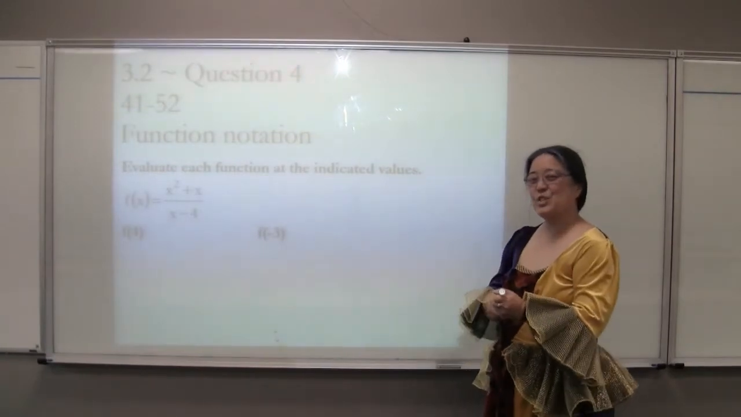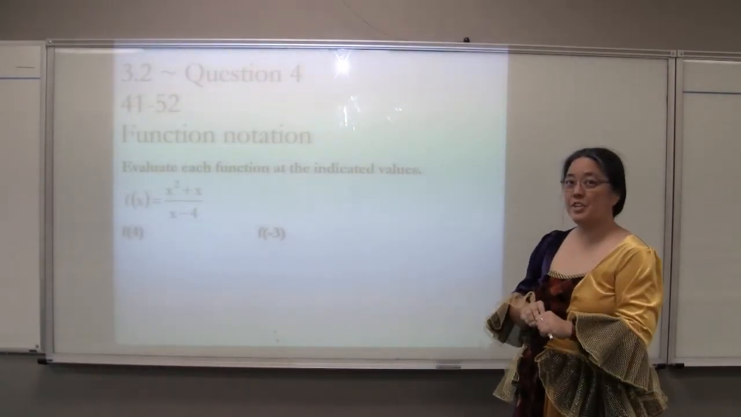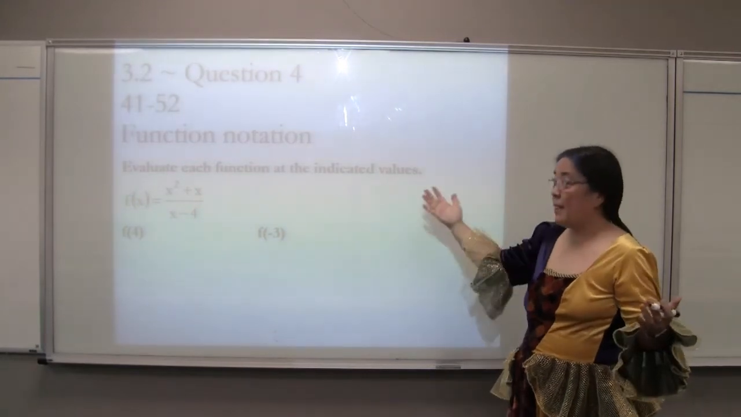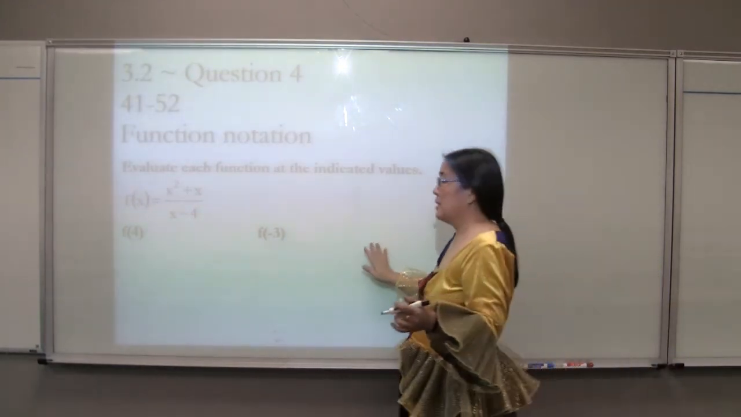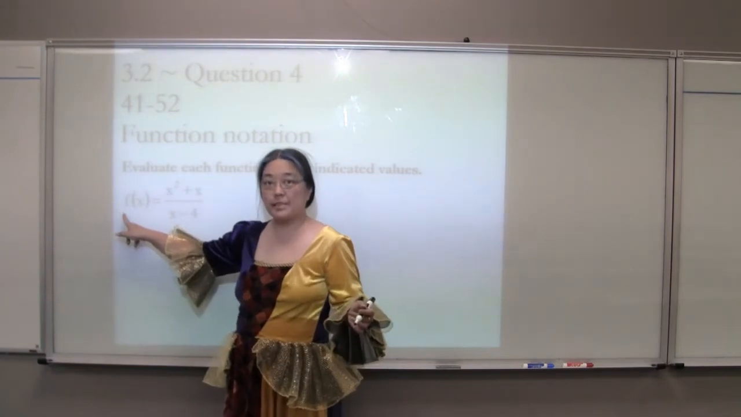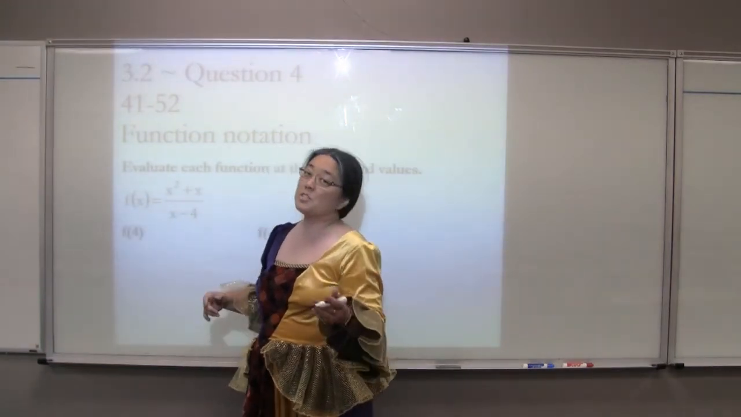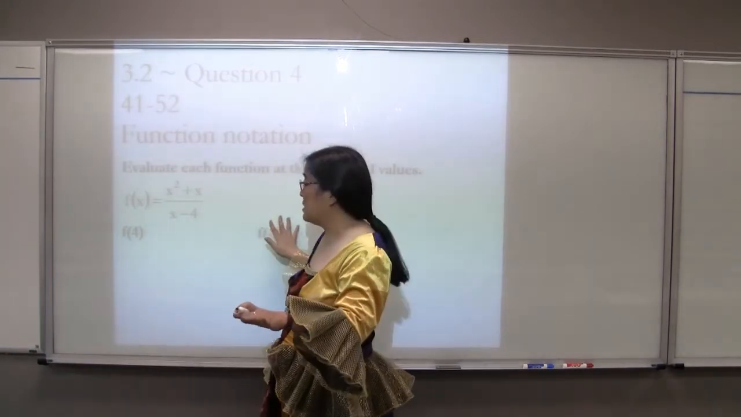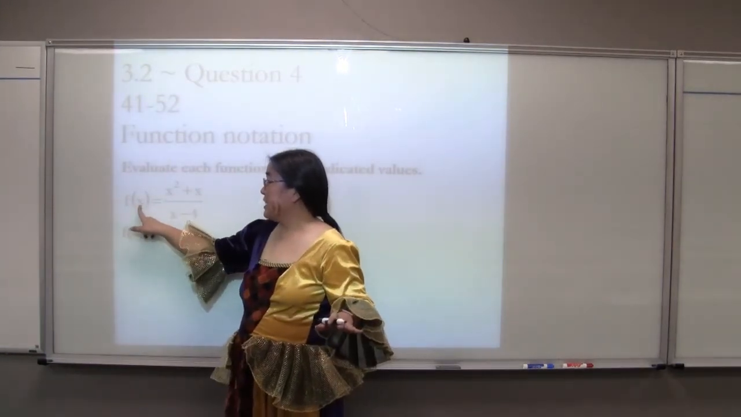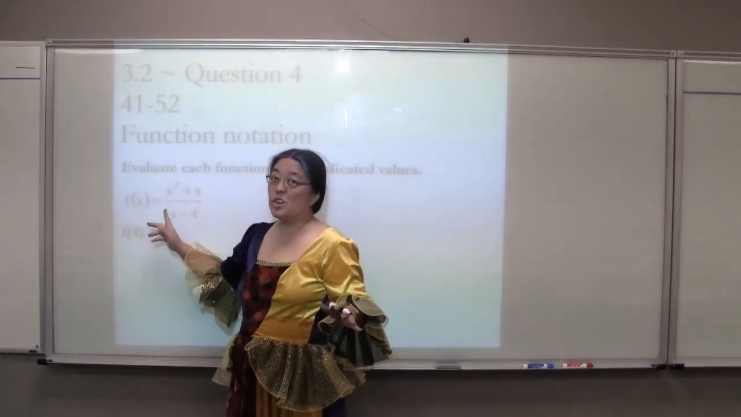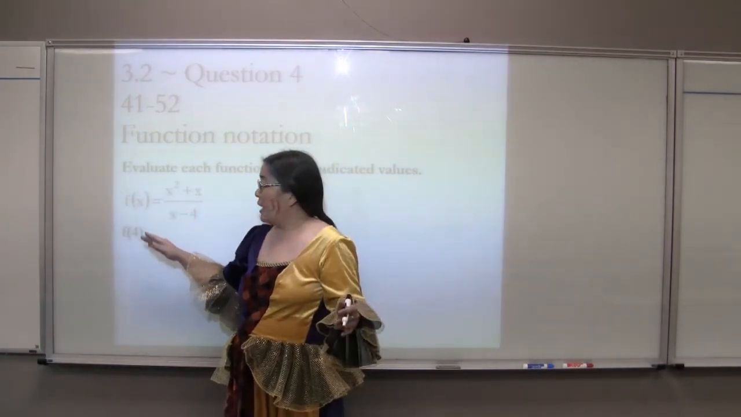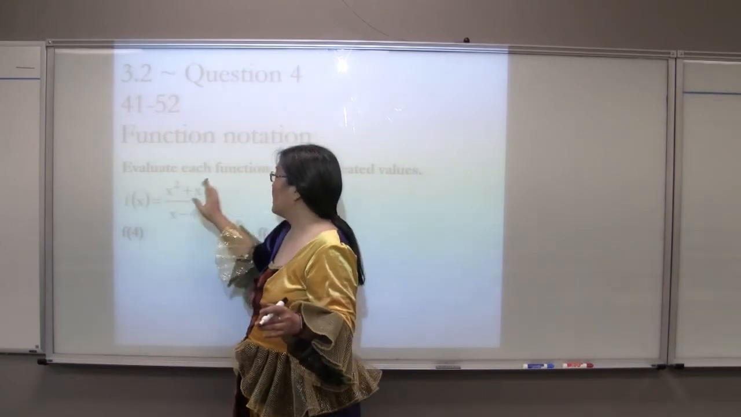Chapter 3, Section 2, Question 4. Function notation. You may not have seen function notation before. This is function notation. So the F stands for function, but later on we'll change it to G of X, H of X, K of X, something else. We'll also change the X's into different letters, so you might later on see something like J of M. And that's how we read this, is F of X.